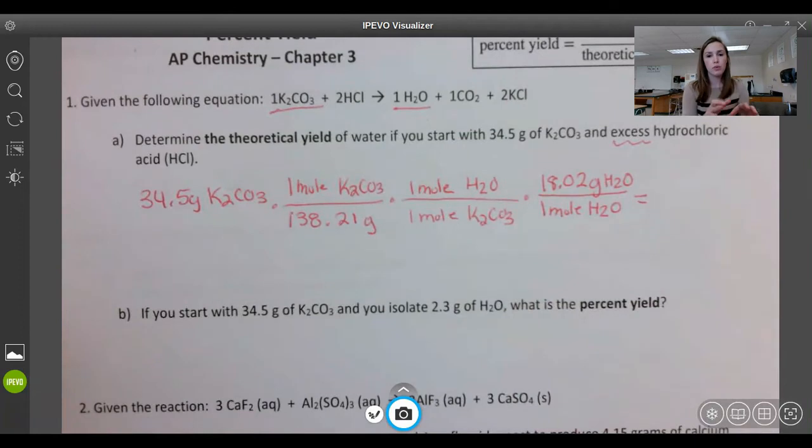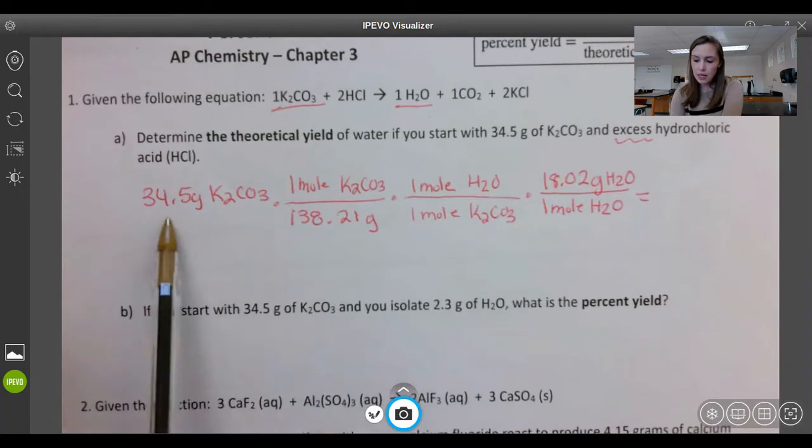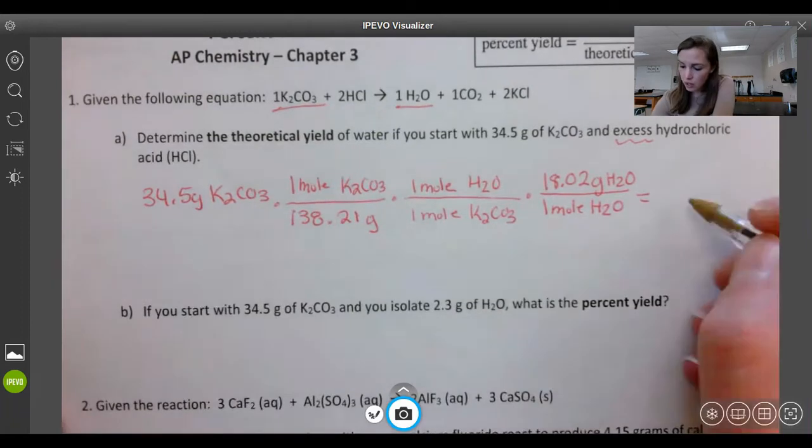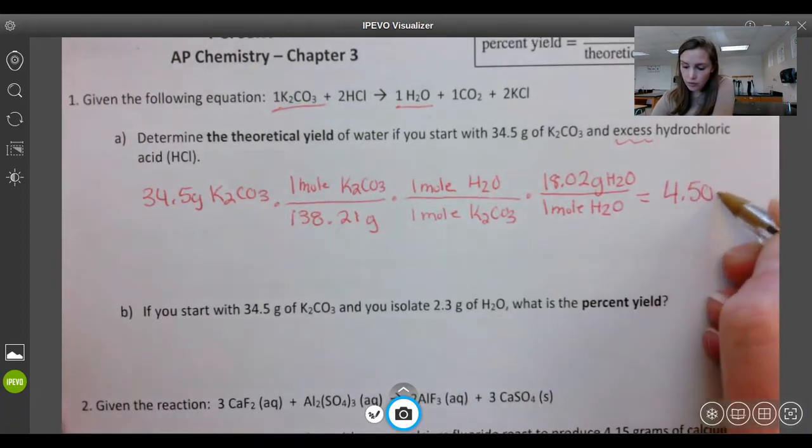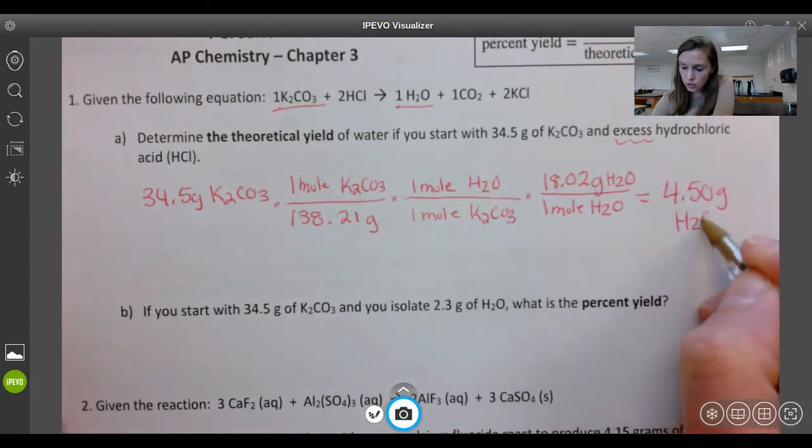Okay, so again, I'm starting with my reactant mass. It's the only one given, so that's going to determine our product, and then going to the product that I'm interested in. When you plug that in and going to the 3 sig figs that you started with, you're going to get 4.50 grams of H2O.